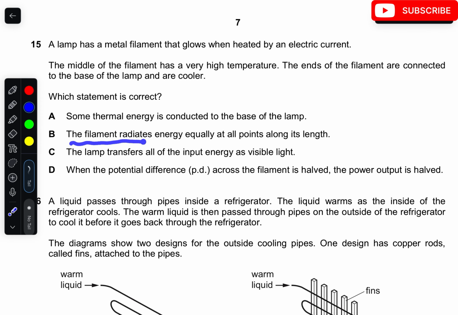In B, they're saying the filament radiates energy equally at all points along it. No, it will not radiate equally. The area with the higher temperature will radiate more. Okay, so this is not the option. C, the lamp transfers all of the input energy as visible light. No, some of the energy will be wasted in terms of heat or something else. When the potential difference across the filament is halved, the power output is halved. No, because the filament is not attached directly to the battery. If the potential difference across the filament is halved, then even power will not be halved. There are other factors like the current that will also determine what will happen. Okay, so it's option A that is correct.